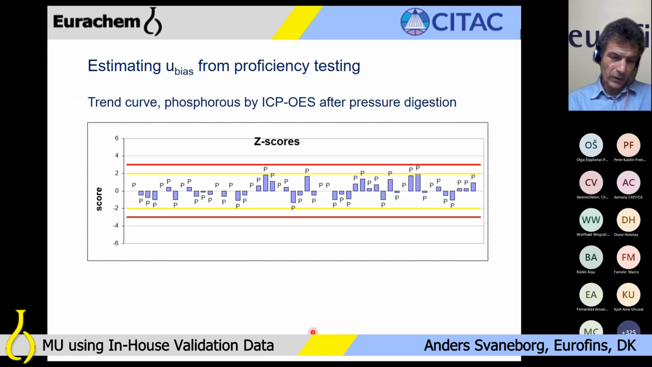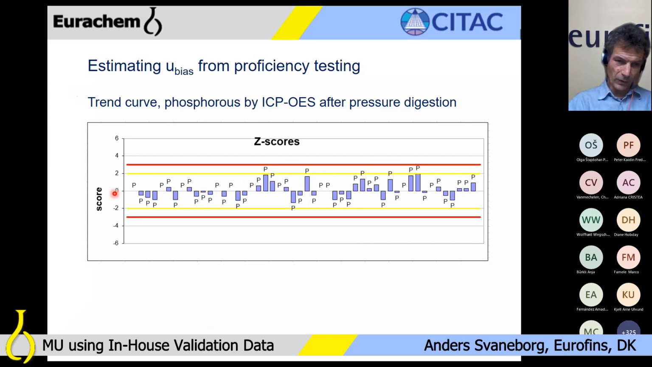Of course, as a contract laboratory, we are participating in a lot of proficiency testings, and here we have for phosphorus by ICP OES after pressure digestion. We have a lot of different proficiency tests. Each column here is from one proficiency testing, and we have what we call here a trend curve.